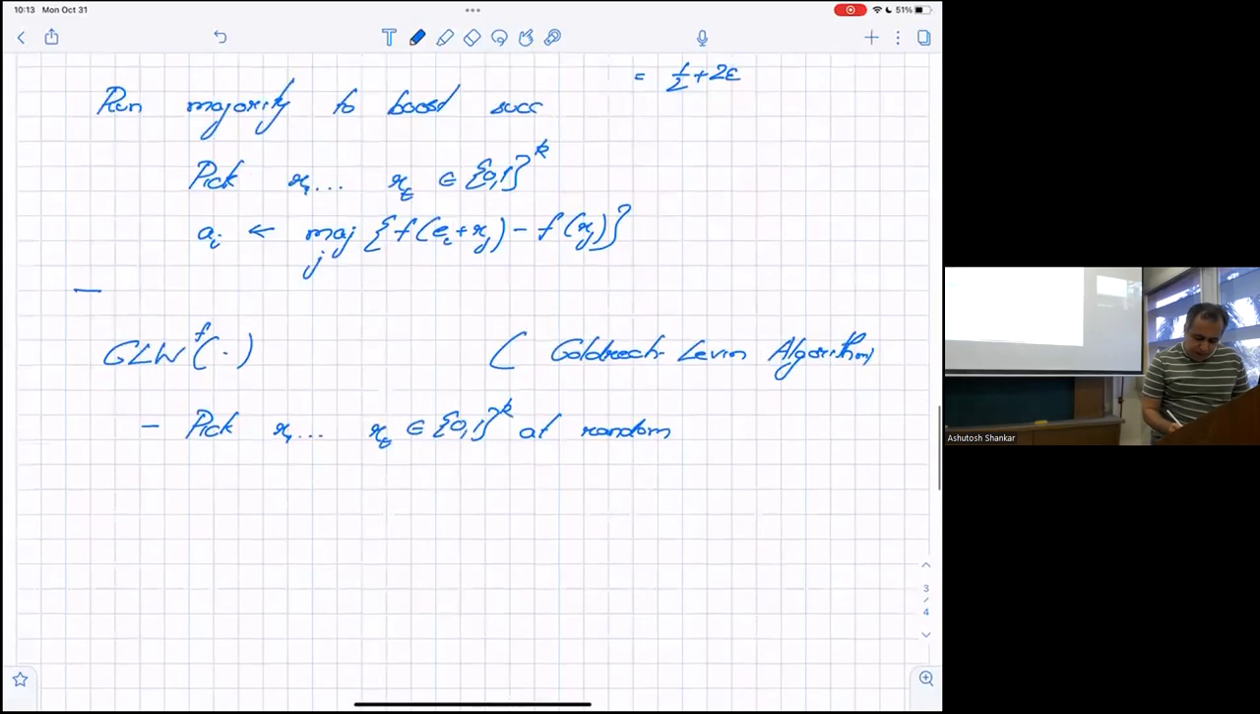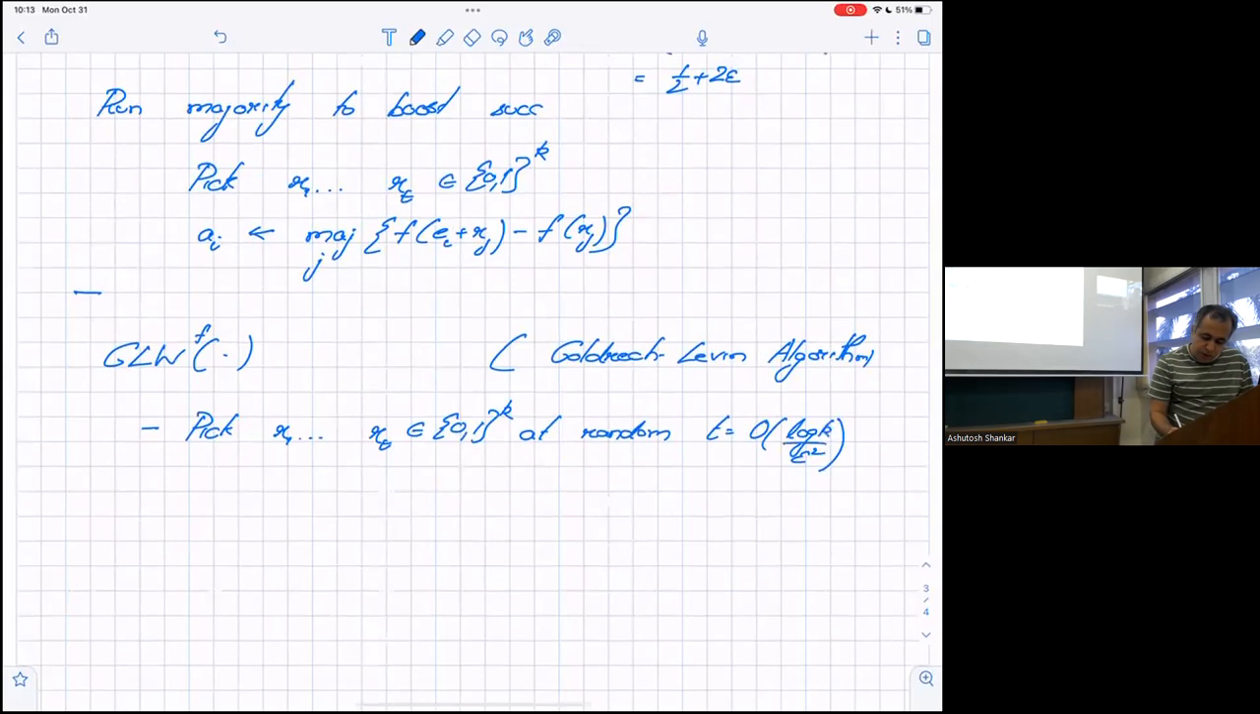So I'll pick T to be log k over epsilon square. And you'll see why I'm doing this. Then for I going from 1 to k, set AI to be equal to the majority over j of F of (EI plus RJ) minus F of RJ.